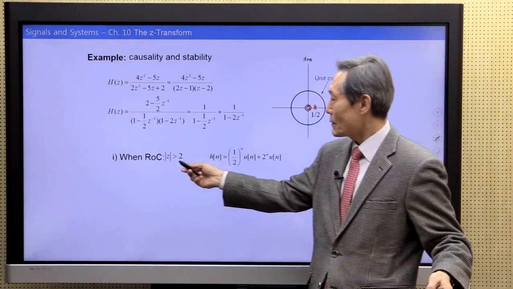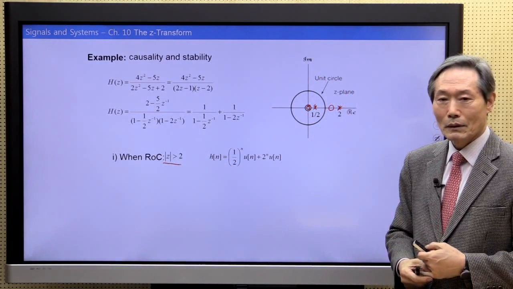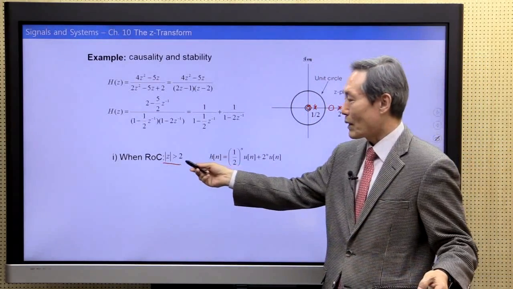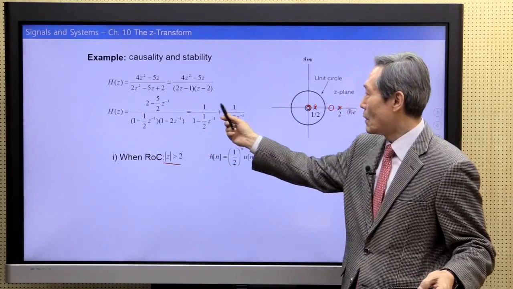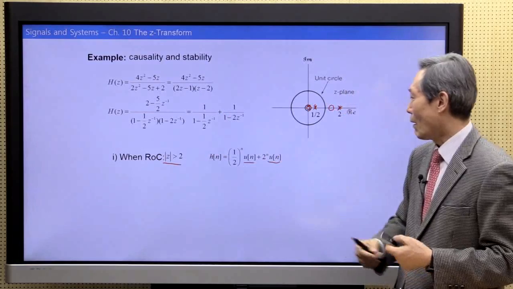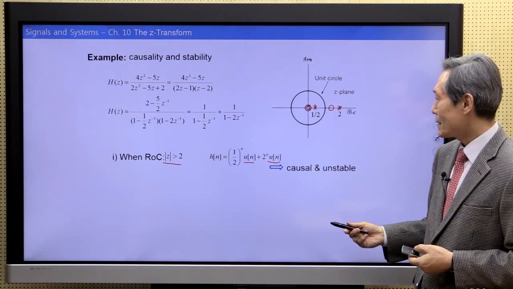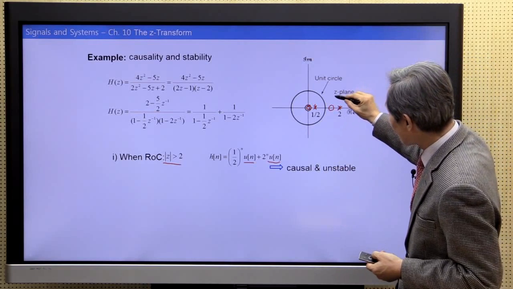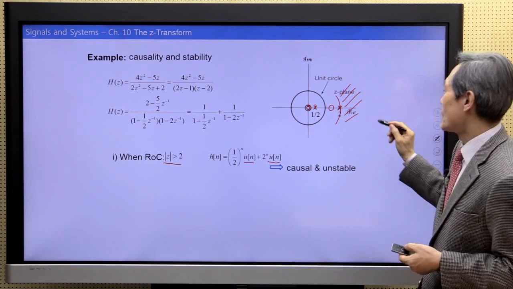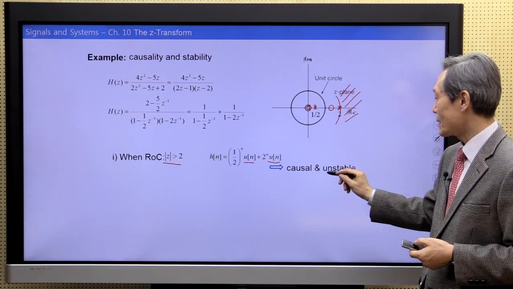If the region of convergence is larger than 2, that means it is right-sided. So we have two terms, both of which are right-sided. So it is causal, but it does not include the unit circle, so it is not stable.